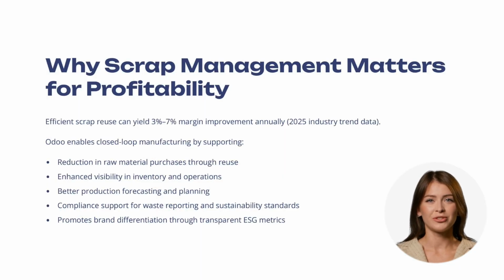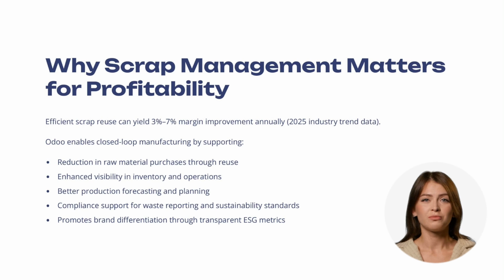Let's get into it. Did you know that efficient scrap reuse can improve your margins by 3% to 7% annually? That's according to the latest 2025 industry trend data. Odoo enables what we call closed-loop manufacturing, where nothing is wasted. Reuse reduces raw material purchases. You get better visibility into operations and inventory. Forecasting becomes smarter. And yes, your sustainability reports practically write themselves. Beyond cost savings, this positions your brand as a leader in environmental responsibility.